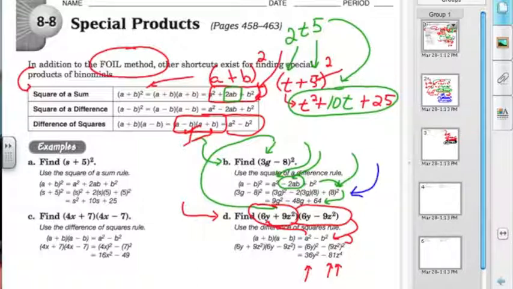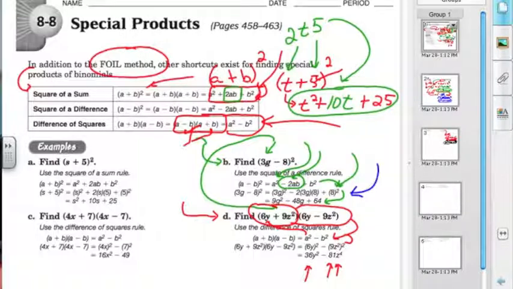So with this one, if you notice that you have a plus and a subtraction in the FOIL procedure, it's called the difference of squares. You simply can use the shortcut that's right here, a squared minus b squared.